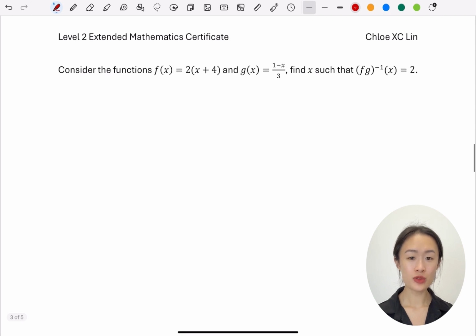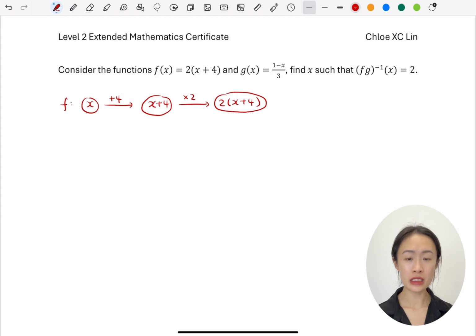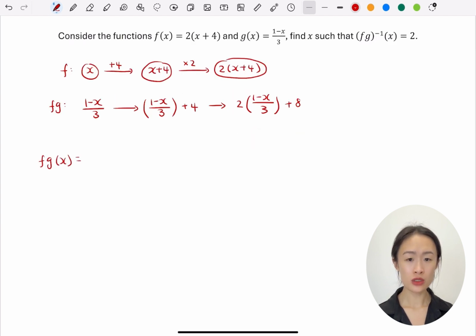Again, we are given two functions, f and g, and we need to find the x such that the inverse of fg is 2. Okay, so let's do it step by step. Step number 1, we need to find fg. So f takes x, add 4, times 2. So now the input is going to be g. It's 1 take away x over 3. We need to add 4 and multiply it by 2. So fg is 2 lots of 1 take away x over 3, plus 8.